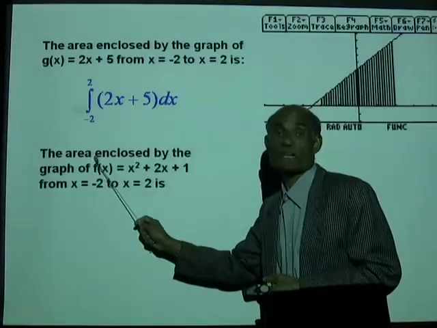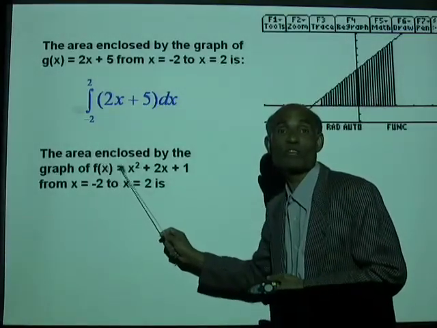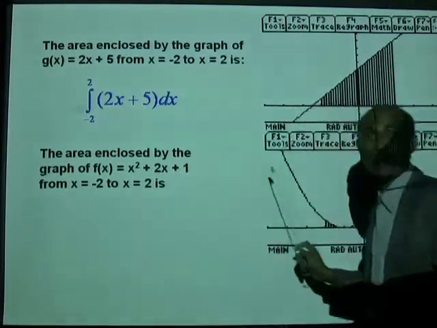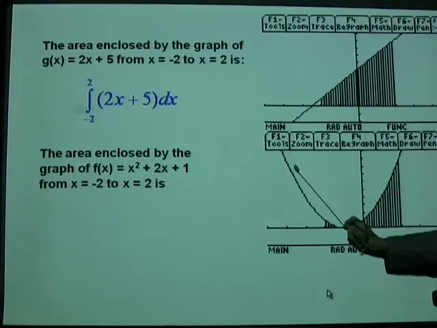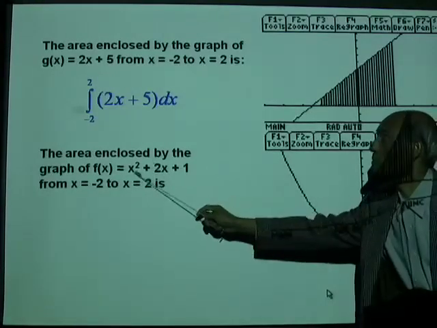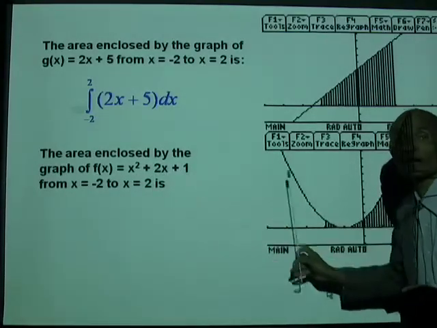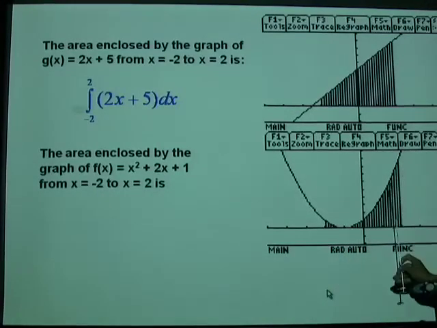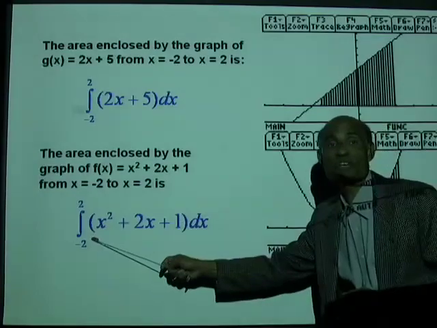Now, let's take the other function, f of x equal to x squared plus 2x plus 1. And look at that area. The area enclosed by f of x equal to x squared plus 2x plus 1 from x equal to -2 to x equal to 2 is this definite integral.